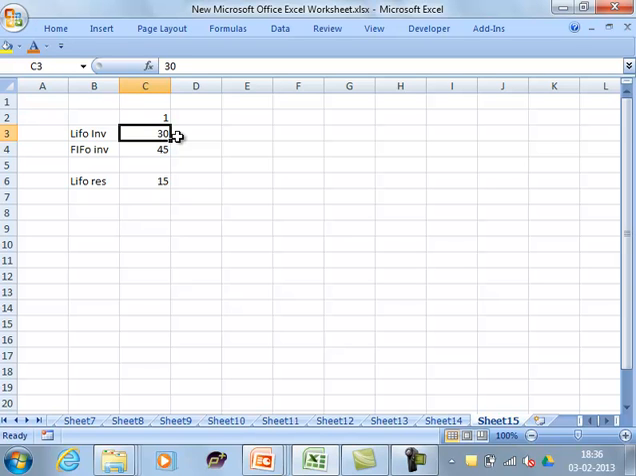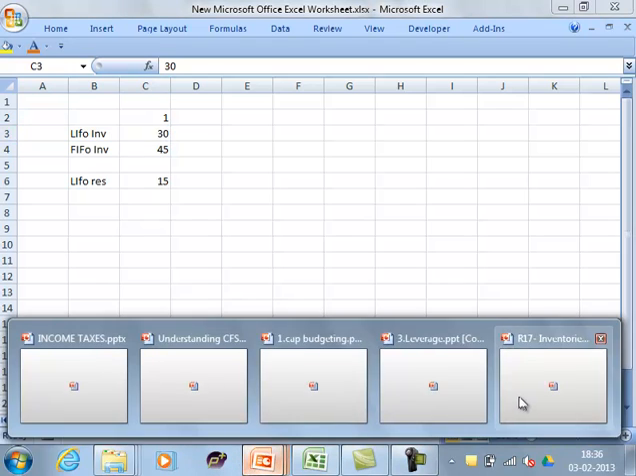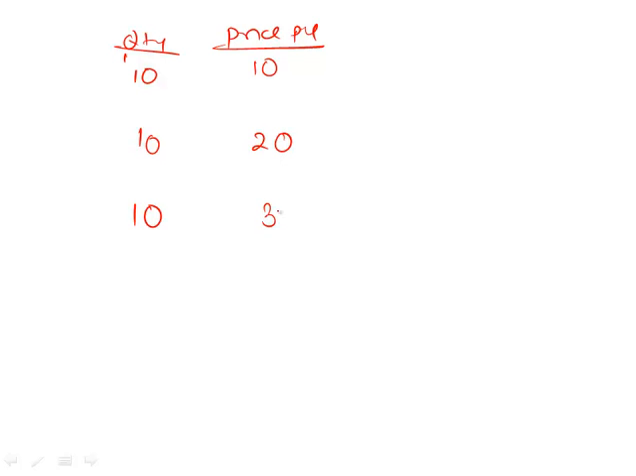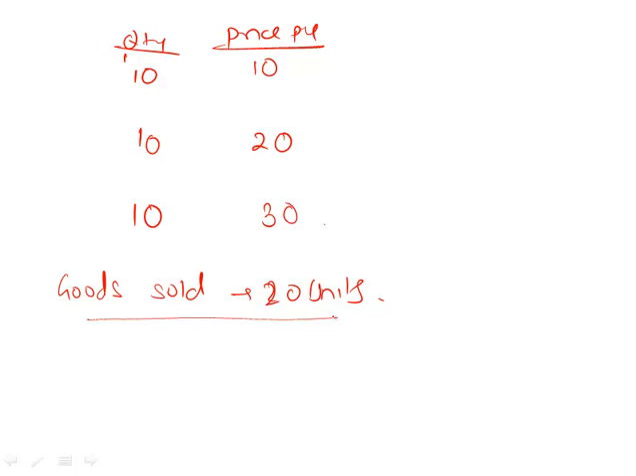It will take us some time, but I think it's time well invested. Do an example. So you can have this example, it will help you build this concept. Let us say we make 3 purchases in a year. Quantity 10, 10 and 10. Write down price per unit: 10, 20 and 30. Now goods sold are 20 units, and we are not concerned about the price.